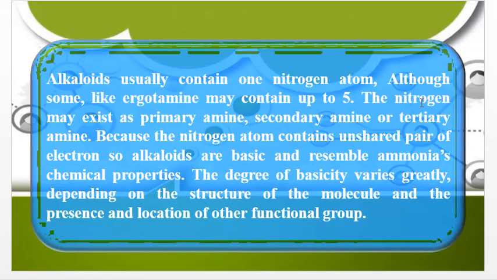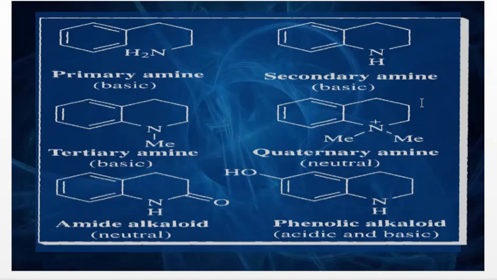My dear students, in the first semester we had a lecture about this topic, about amines. I hope you remember what primary, secondary, and tertiary amines are. In the next slide I will repeat for you the structure of these amines, and you will recognize this information. Because the nitrogen atom contains a shared pair of electrons, alkaloids are basic and resemble ammonia in chemical properties. The degree of basicity varies greatly depending on the structure of the molecule and the presence and location of other functional groups.